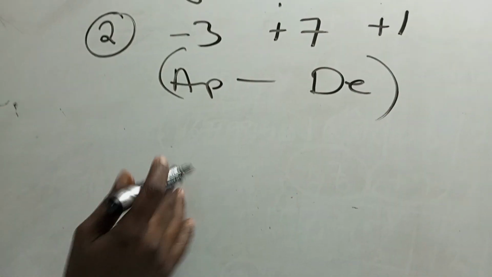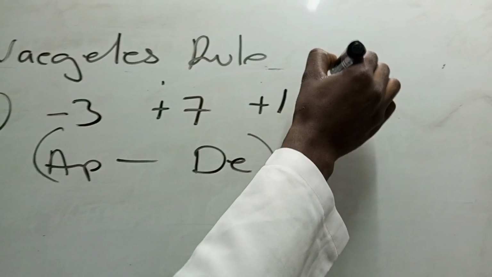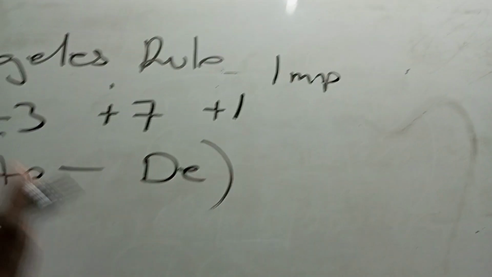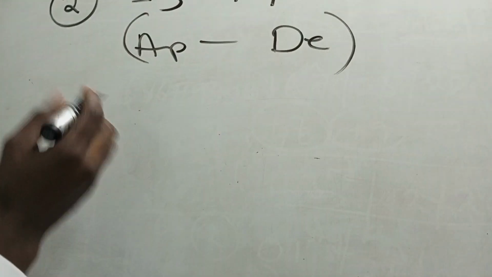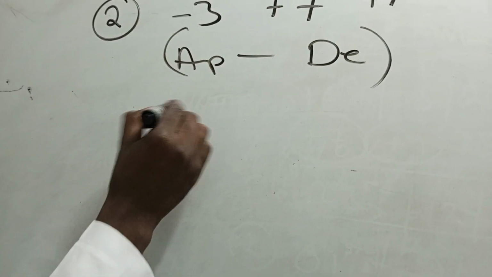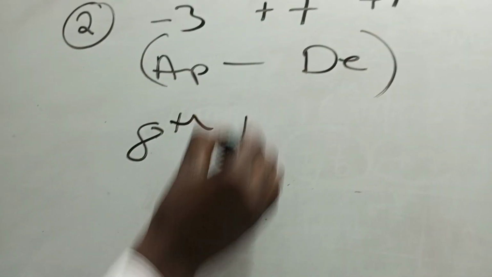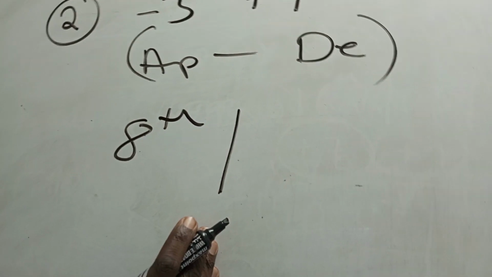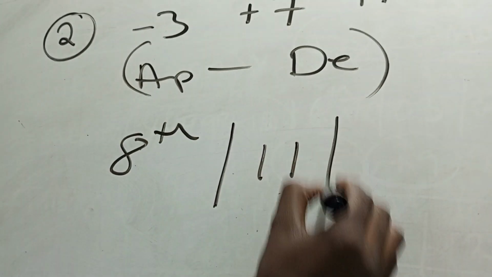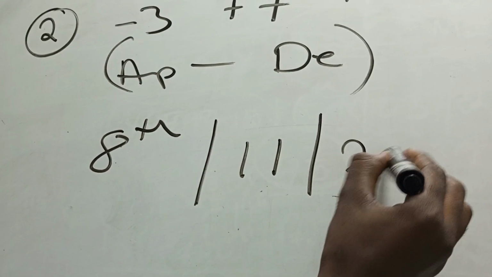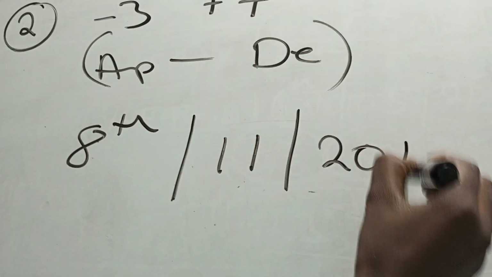Let's look at this woman who has come with the LMP, last menstrual period, and we are going to follow the first date. Let's imagine this woman has come and she has given you the date of 8th, and let's take the example 8th of the 11th, which is November, 2018.